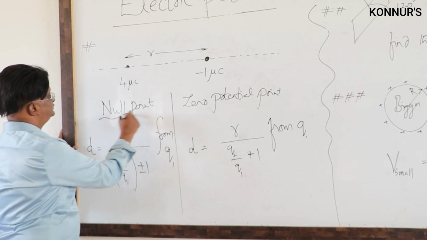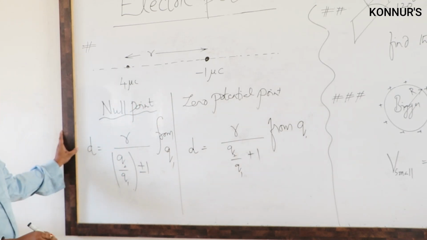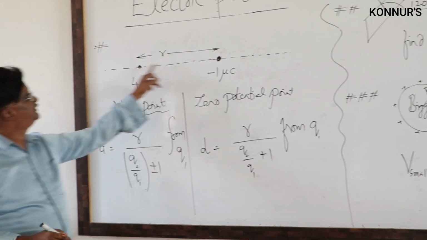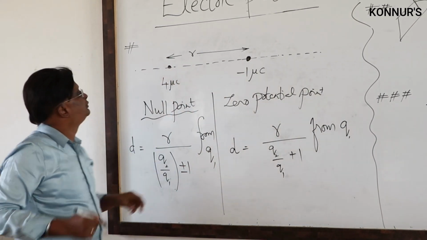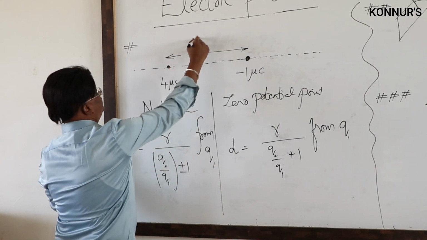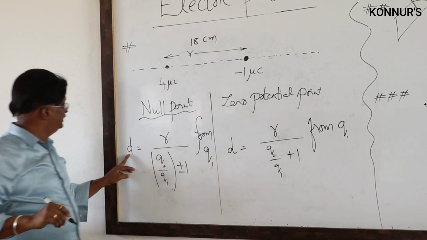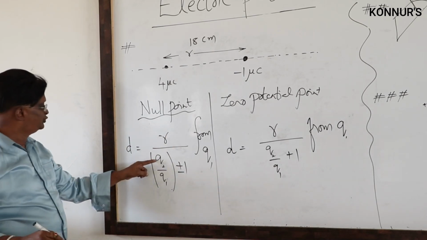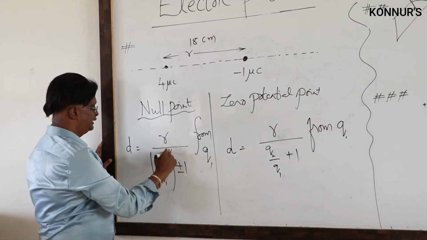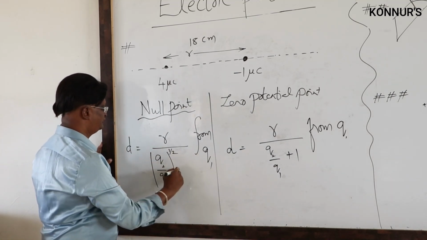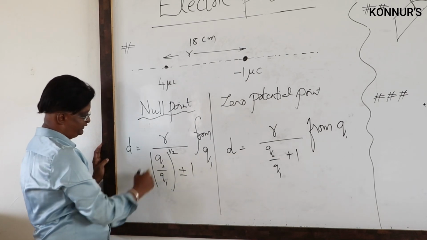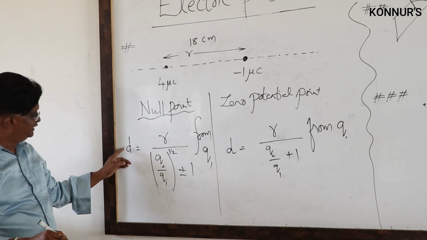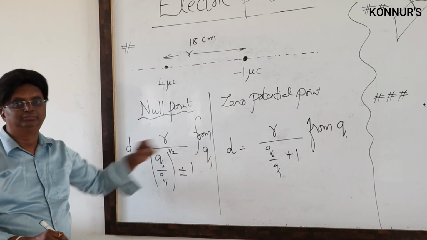Now the null point. I have given an expression like this. The distance of the null point is R, where R is the distance between the two charges. Suppose here I take it as some 18 centimeters. D, the distance of the null point, is R, and in the denominator you will see Q2 by Q1 raised to half. Means it is the square root of Q2 by Q1. Now this distance is from the charge Q1.